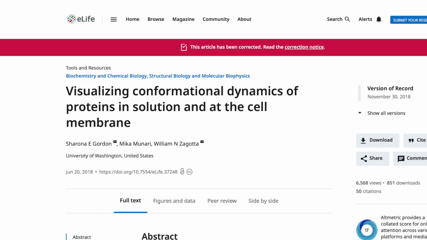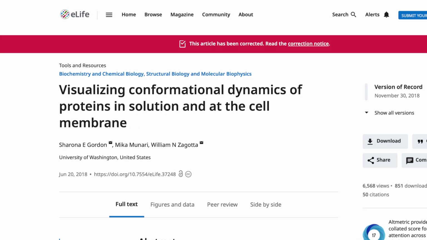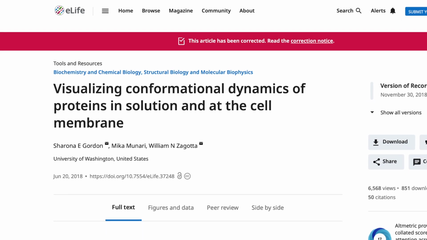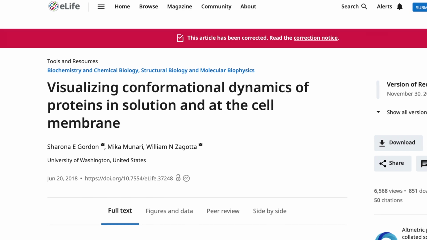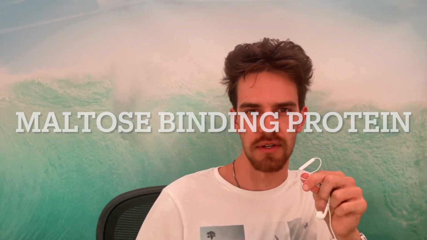So I'm going to walk you through a specific paper here by Dr. Sharona Gordon at the University of Washington, and others. The paper they wrote is about visualizing the conformational dynamics of proteins in solution at the cell membrane. Specifically they're looking at the maltose binding protein, which let me walk you through what it does. Protein in the name means this thing must be made up of the 20 canonical amino acids, right? Maltose, that's a sugar. So why would we be studying the movement of the maltose binding protein?